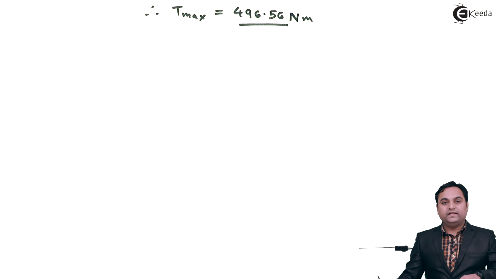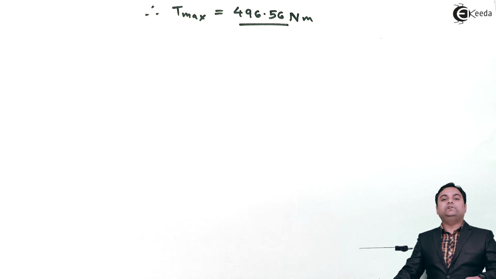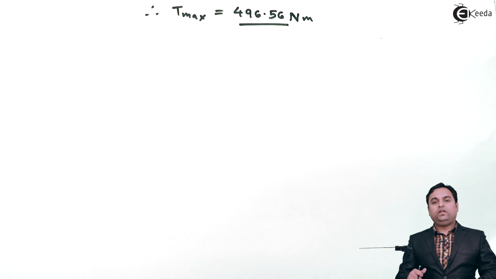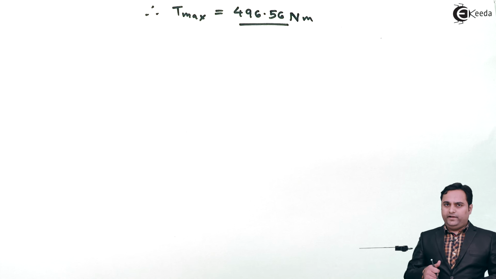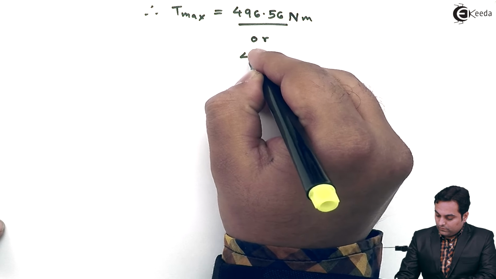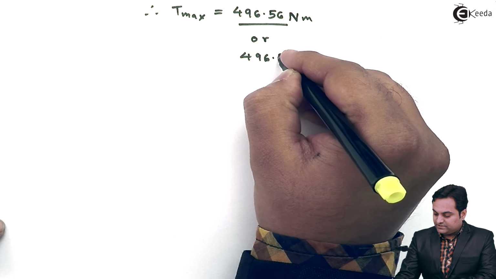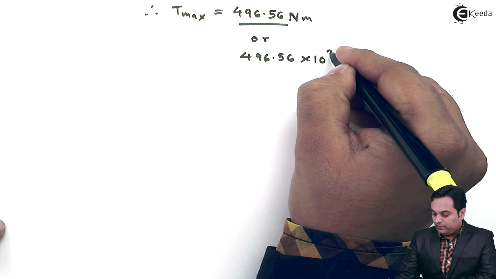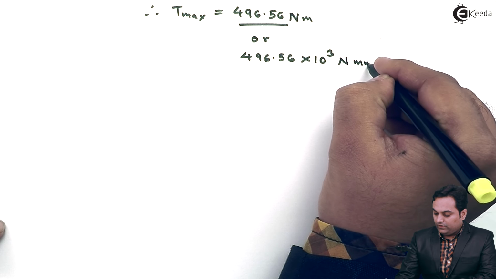Now the torque which is there in Newton meter, we will convert it into Newton mm because we want the diameter of shaft in terms of mm. So this will be 496.56 into 10 raised to 3 Newton mm.